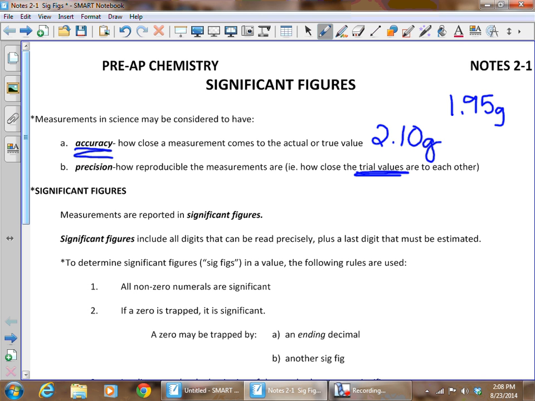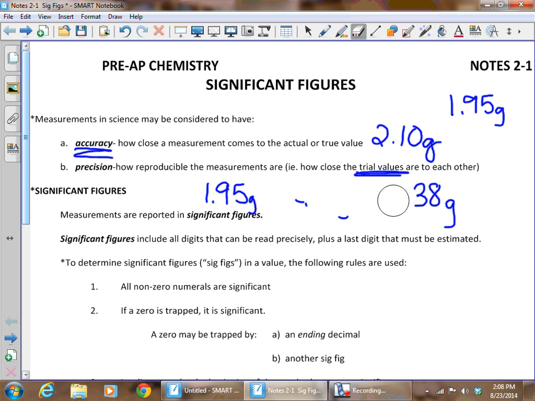For instance, if I measured the same object and I came up with 1.95 grams, 2.10 grams, and 2.38 grams. Well, for one thing, only one of those values is accurate. The other two are not accurate at all. And we should have very little faith that our measuring technique was very good, because they're all really far away from each other. So those three values we can't say that they're really accurate, and we definitely would say that they are not precise because they're not close to each other.